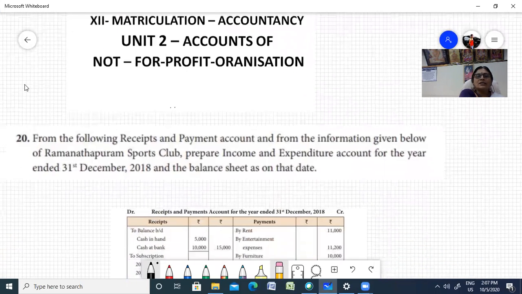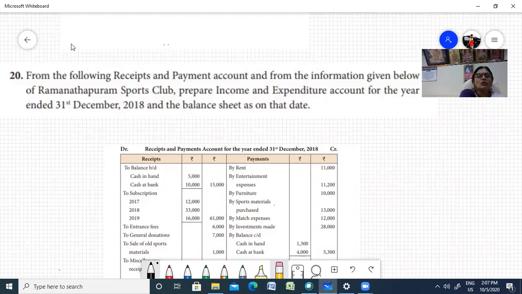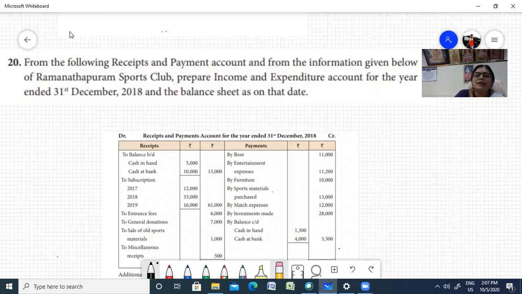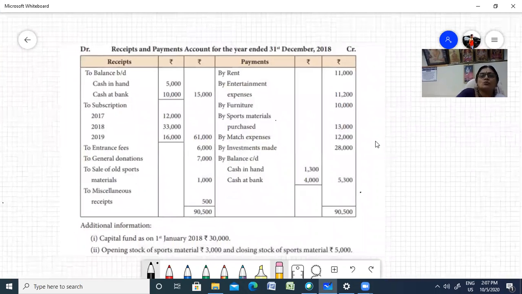From the following receipts and payment account, and the information given below of Ramanathan Sports Club, prepare the income and expenditure account for the year ending 31st December 2018, and the balance sheet as on that date. They've given you the balance sheet and the receipts and payments, and you have to prepare the balance sheet, right? So what are the details they've given you in receipts and payments? In receipts and payments, they've given you the payment side as on 31st December 2018.